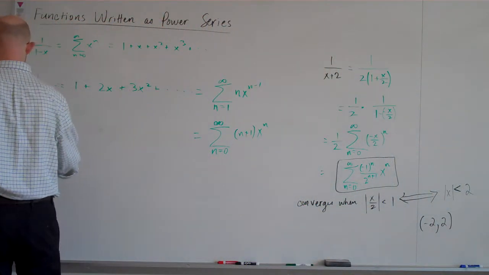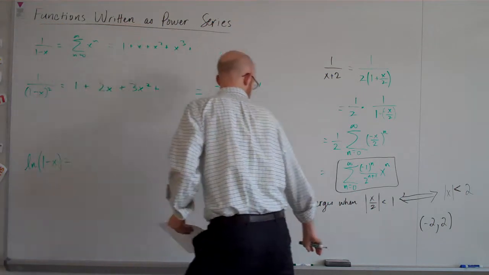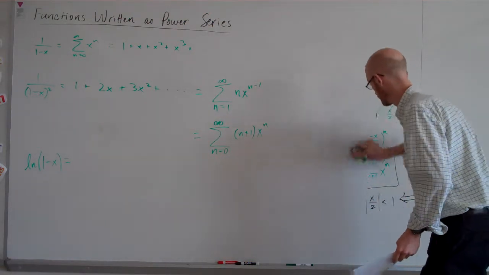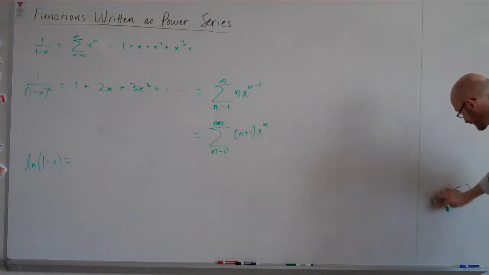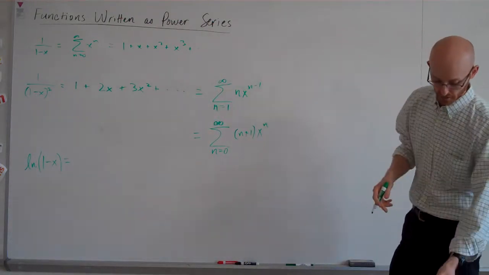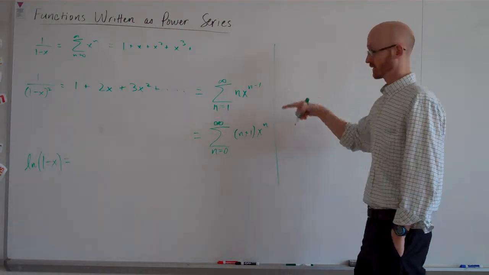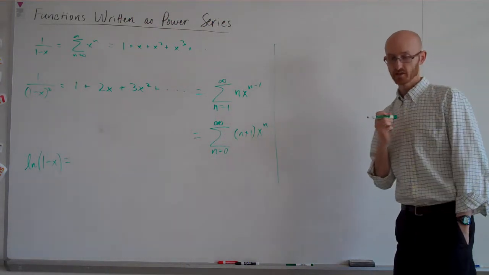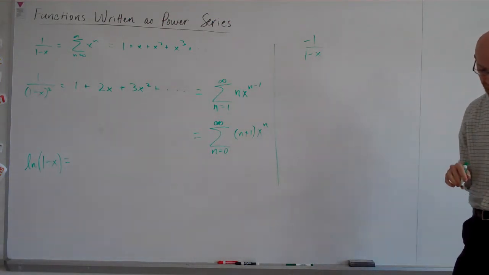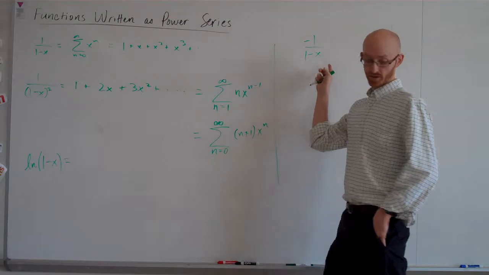We will next do the natural log of 1 minus x. Let me get rid of this. So again, think about what natural log of 1 minus x has to do with that stuff, the relationship between these last two. The derivative of natural log of 1 minus x is actually negative 1 over 1 minus x. Digest that for a second. So take the derivative of that, and you'll get that.